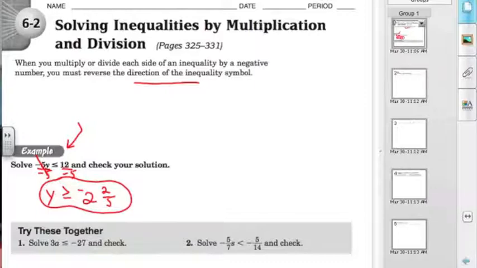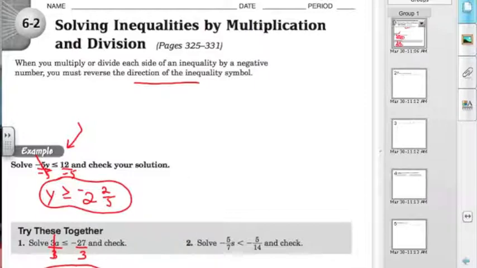All right, on the bottom, we have another multiplication inequality. So to undo it, you must do the inverse, which is divide. So you divide by 3 and divide by 3. The 3's cancel out. You have a is less than or equal to negative 9. So any number less than or equal to negative 9 will work.